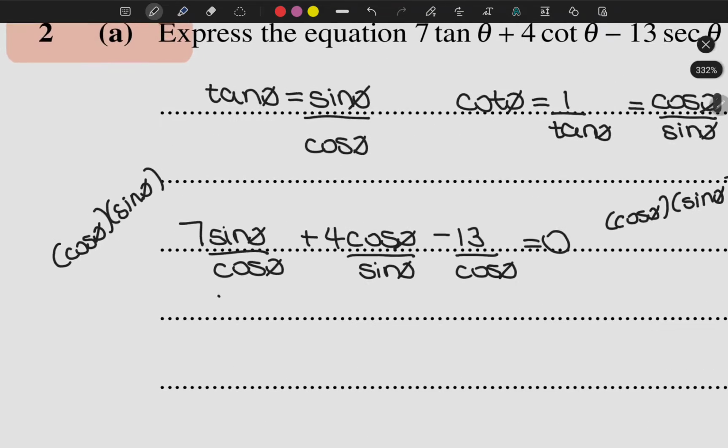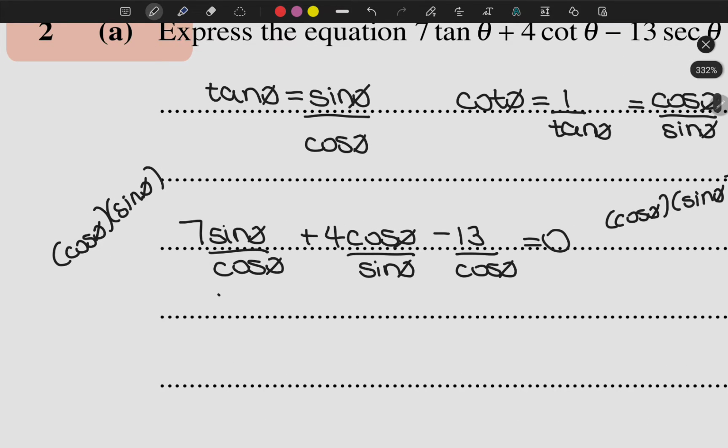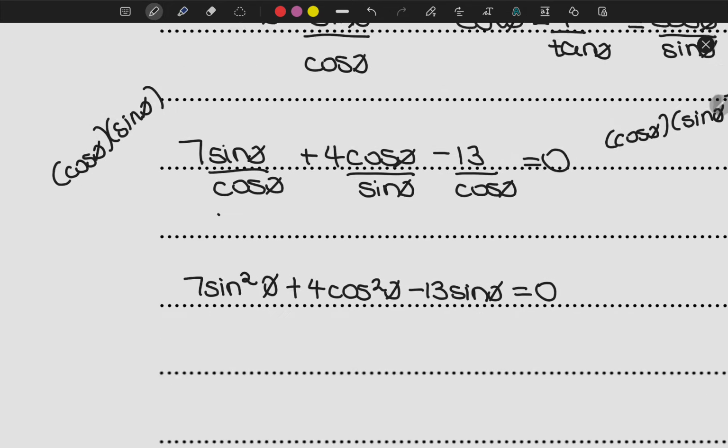Okay, so now on the first one the cos thetas will cancel out, so we get 7 sine squared theta, plus on the second one the sine thetas will cancel out, so we have 4 cos squared theta, minus 13, and the cos's cancel out, so we get 13 sine theta, and anything times 0 just gives us 0.